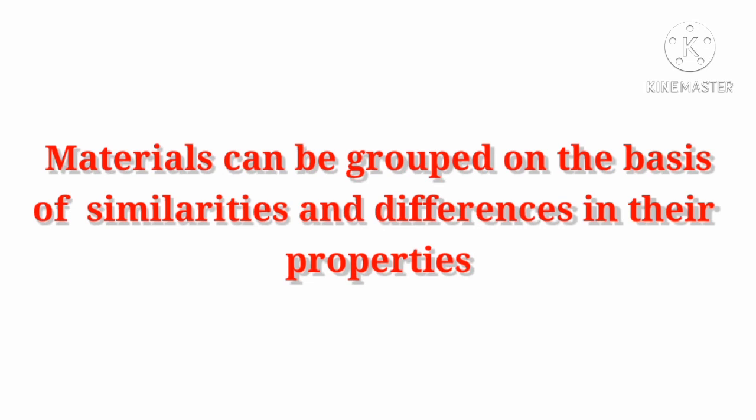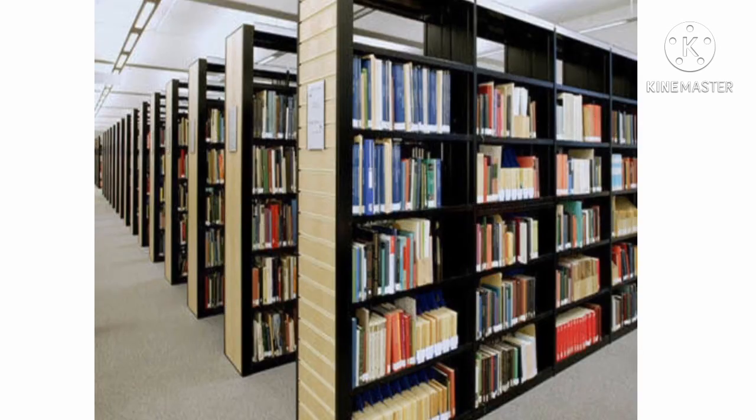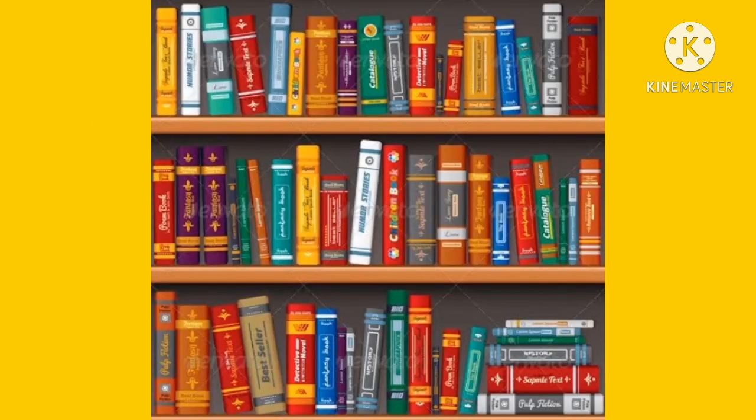Children, materials can be grouped on the basis of similarities and differences in their properties. And it is very important to know why sorting of materials or objects is needed. Children, you might have seen in your school library, books are arranged in different sections according to the subject, so that it becomes easy to locate a particular book.